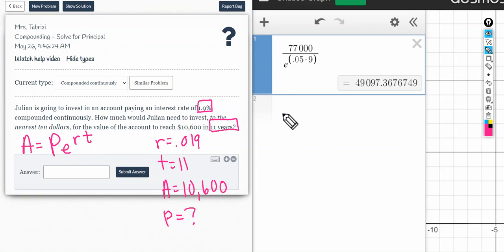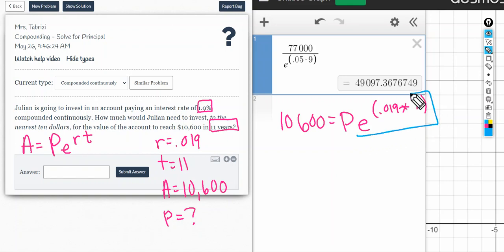Okay, so let's plug this in. 0.019 times 11. Okay, so I'm going to divide both sides by this amount. All right.